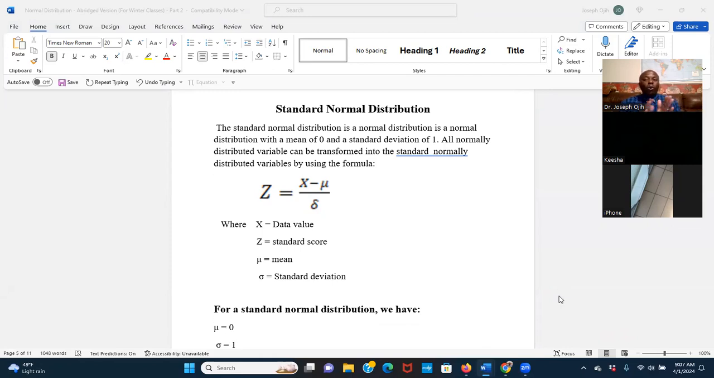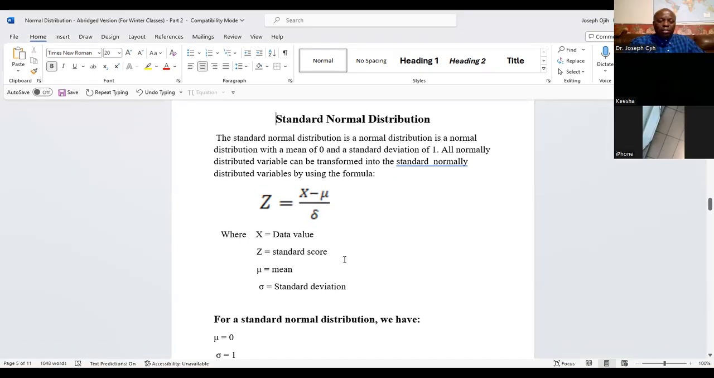Now, all normally distributed variables can be transformed into the standard normal distribution by using this formula. You can see on the screen, z equals x minus mu over sigma, where x is the data value, z is the standard score, mu is the mean, and sigma is the standard deviation. We have used this formula before for the standard score, in measures of position. Now we can also use it for calculating normal probabilities.